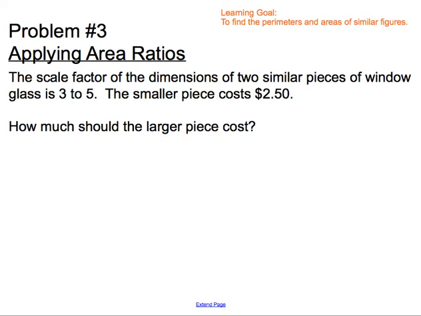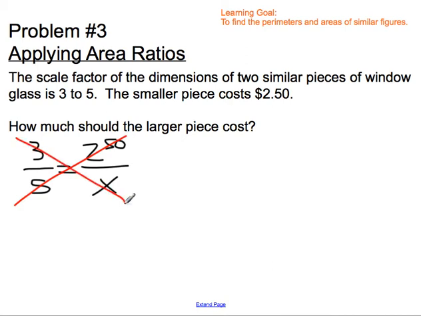It says that the scale factor of the dimensions of two similar pieces of window glass is 3 to 5. The smaller piece costs $2.50. How much should the larger piece cost? Oftentimes I see people mistakenly set this up as a proportion. They say 3 to 5 is going to equal $2.50 compared to some other value, and they cross multiply and solve. The problem is glass is not usually priced based on its linear dimensions.